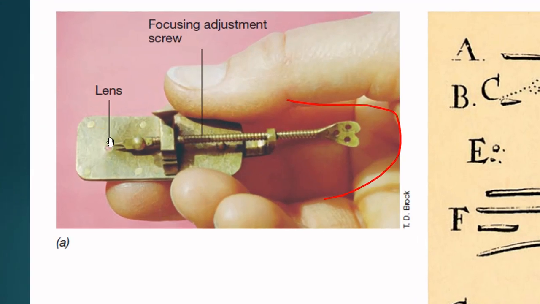This is the microscope invented by Leeuwenhoek, and here the lens is present, and in the top position the specimen is put, and this is a screw. By rotating this screw he can adjust the specimen towards the lens. Okay, so in this way he discovered and showed the microorganisms.